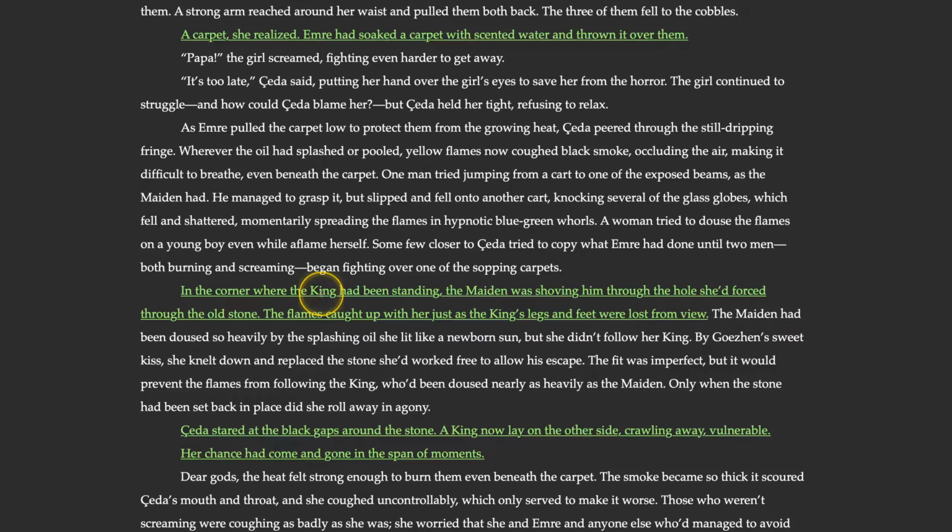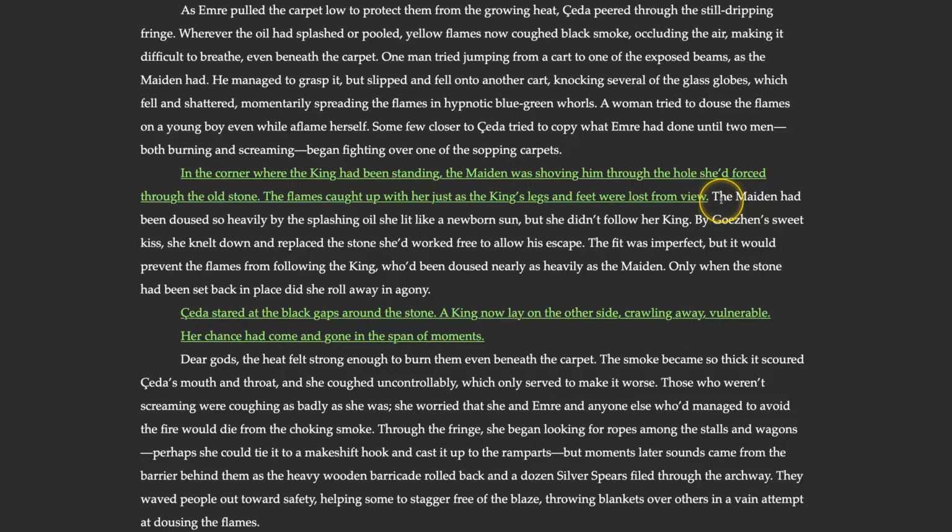And then in the corner where the king had been standing, I want to kind of close this loop a little bit. The maiden was shoving the king through the hole she'd forced through the old stone. The flames caught up with her just as the king's legs and feet were lost from view. And so the maiden was doused in this lamp oil, and she catches fire, but she doesn't worry about herself just yet. She doesn't follow her king. She reaches down and replaces the stone after the king is through so that he is safe, so that nobody can follow to him and maybe harm him, kill him while he's vulnerable. And so only when that stone is back in place does she roll away in agony.